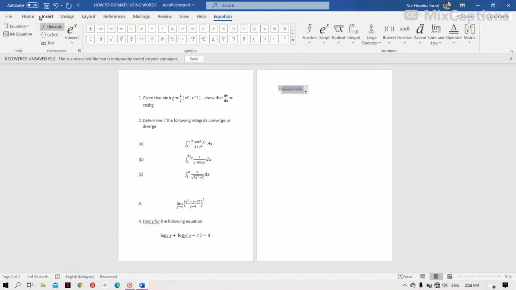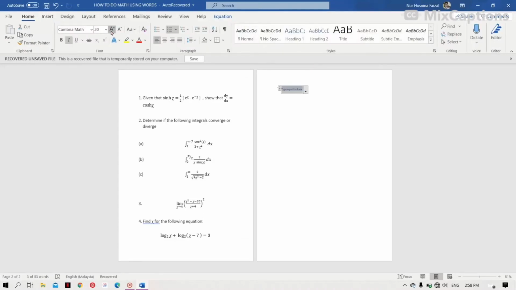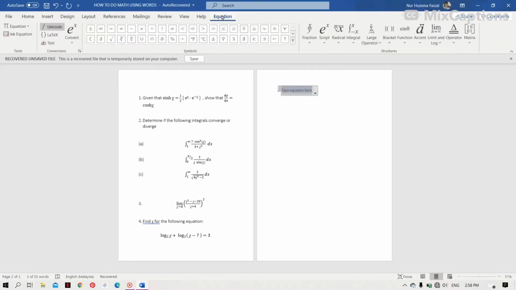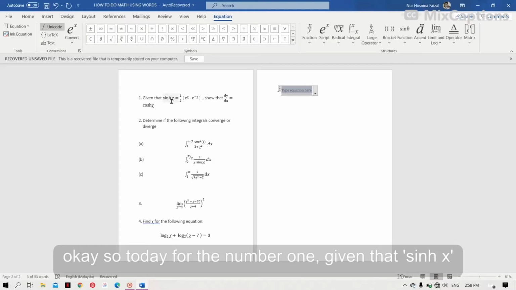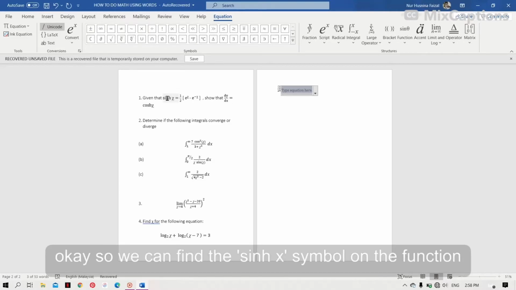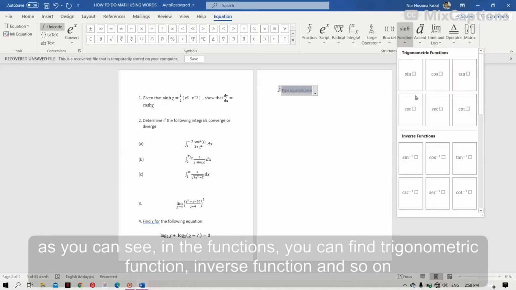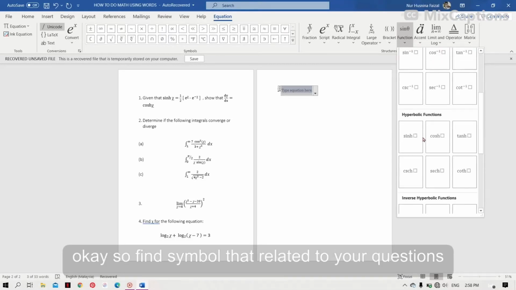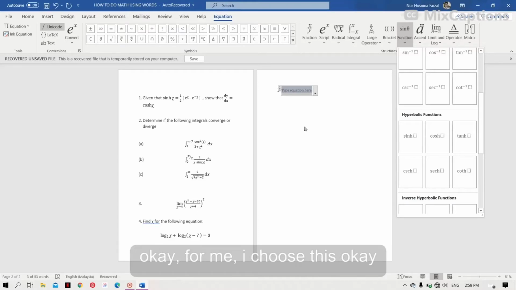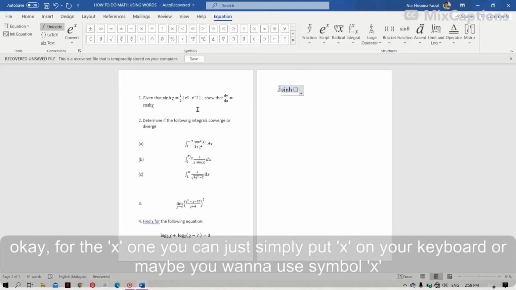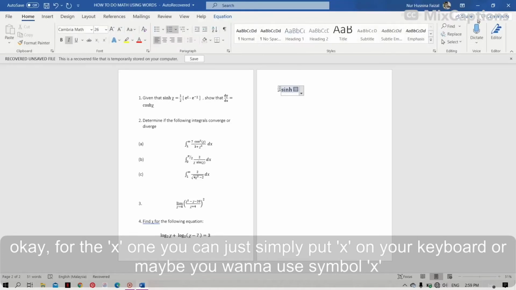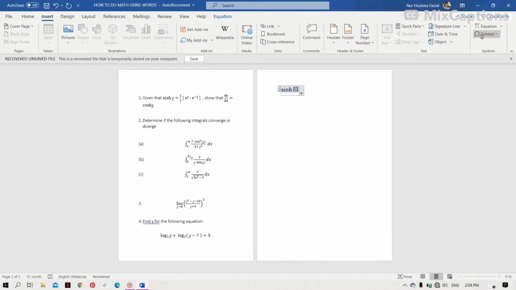Okay, so today for the number 1, given sinh x. We can find the sinh x symbol under function. As you can see in the function, you can find trigonometric function, inverse function, and so on. Okay, so find the symbol that relates to your question. For me, I choose this. For the x, you can just simply type x on your keyboard, or maybe you want to use the symbol x like this. Okay, put equal.